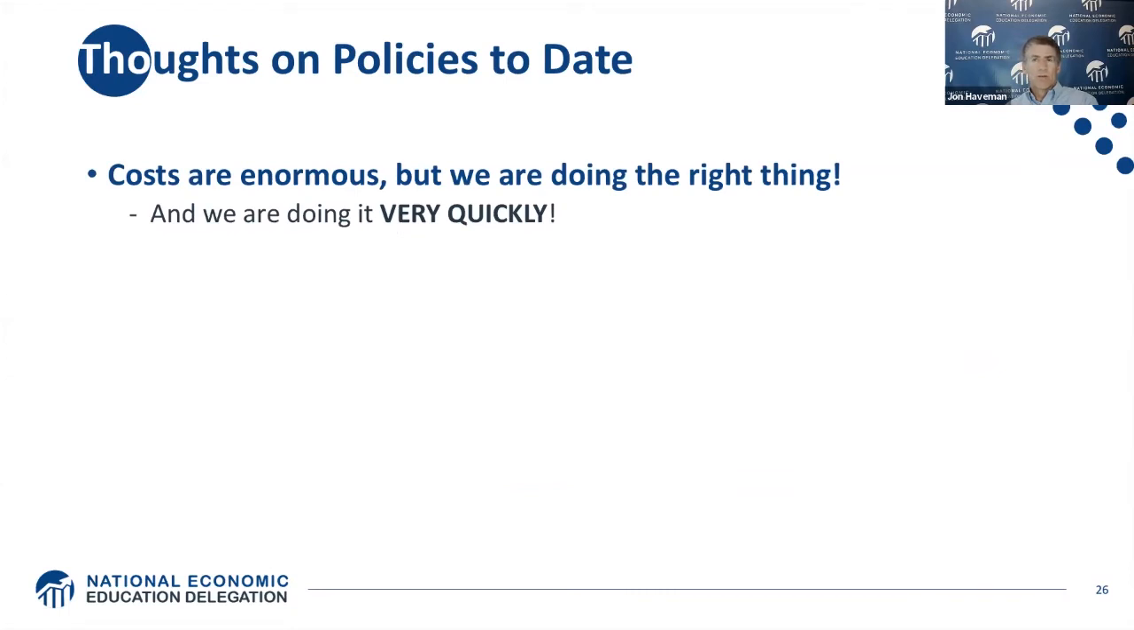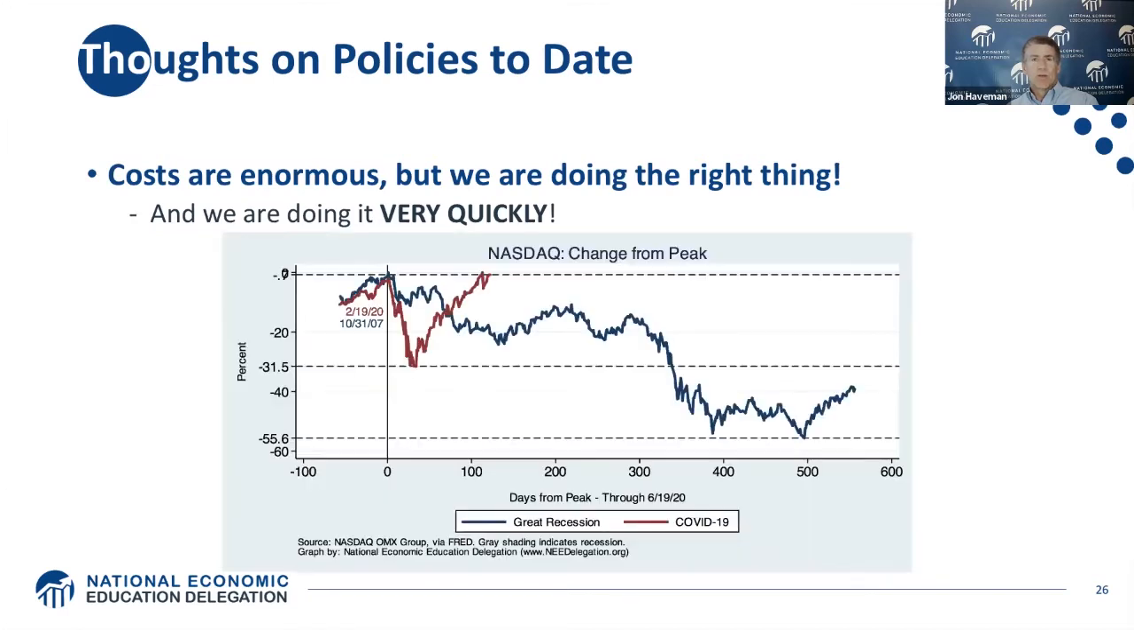Costs are enormous, but we're doing the right thing. We're doing it very quickly. That was really important. We can sort of see that in the NASDAQ. Right here, I've got the blue line, which is what the NASDAQ did during the global financial crisis. It took 500 days for it to reach a trough. This is its peak. The NASDAQ peaked on Halloween in 2007.